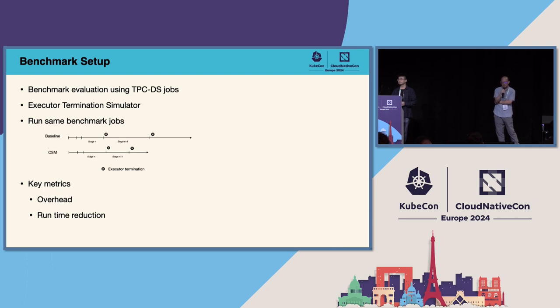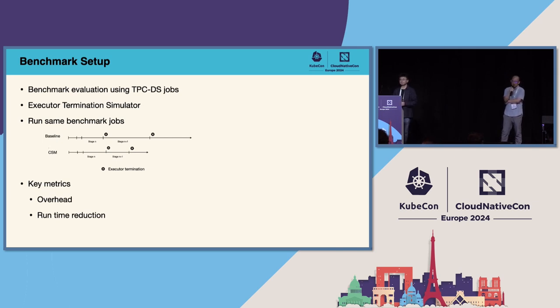And secondly, we developed a utility called the termination simulator. So basically, we like to simulate what happens in the real world. And then we run the benchmarking jobs one after another. Firstly, we run the baseline. And then we run the job with CSM enabled. We trigger the termination at the same time in the same stage. So we're trying to apply the same condition to both, so we can compare the results afterwards.